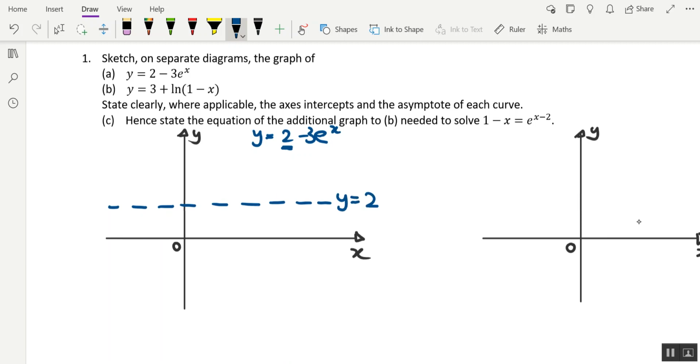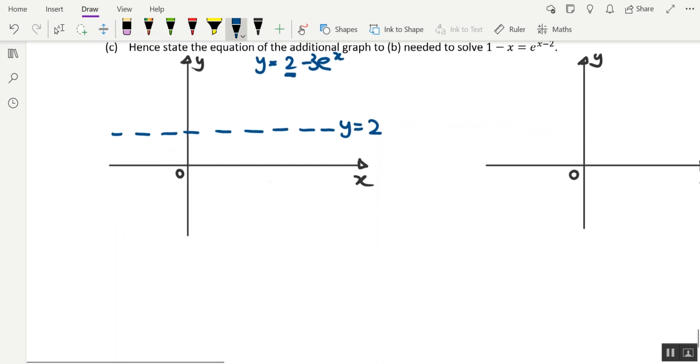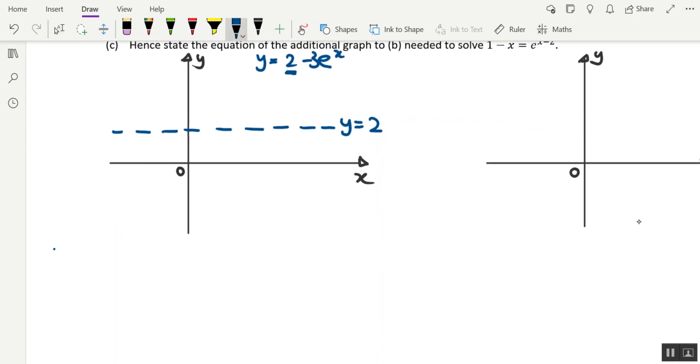Next, if you cannot remember whether the graph will be on top or below, very simply just go and find the axial intercept. Number 1, when x equals 0, my y equals 2 minus 3e power 0. E power 0 is 1, so this is negative 1. So I know that the graph is now below the axis.